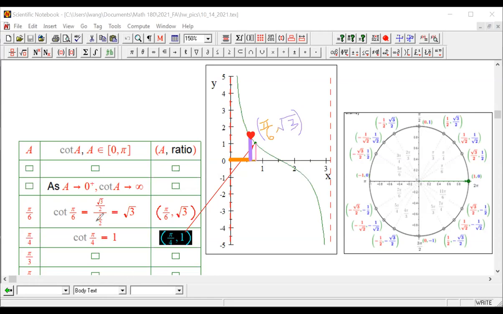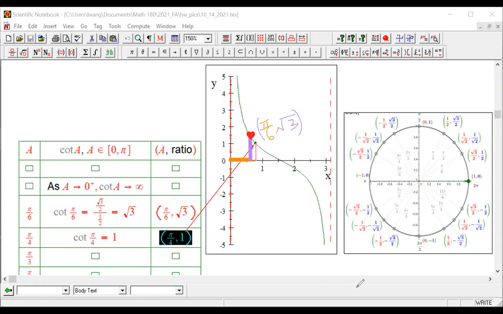Right? And then you do the rest of pi over 3. Pi over 3 is more than pi over 4. So it's going to be somewhere here. Somewhere, right? And then you do pi over 2. And so on and so forth. So you mark them in similar manner. Do you know what to do now? Or you want me to mark them one by one for you?